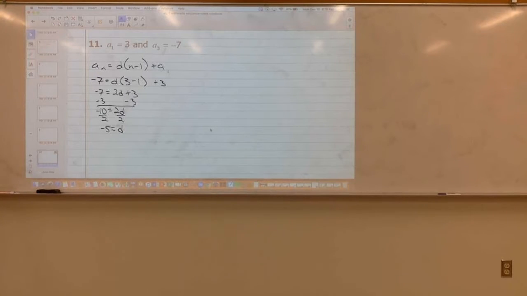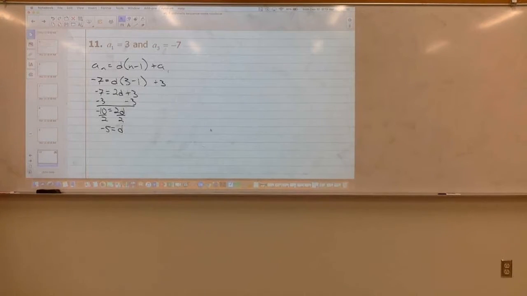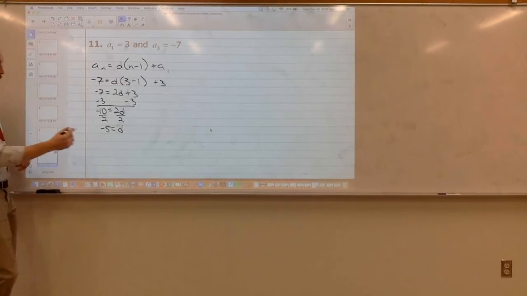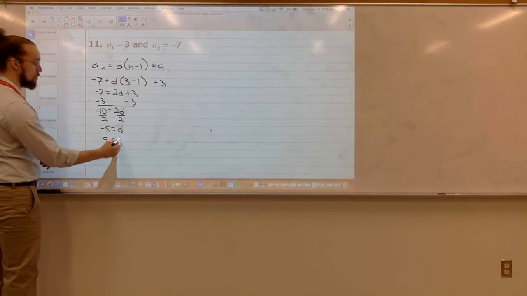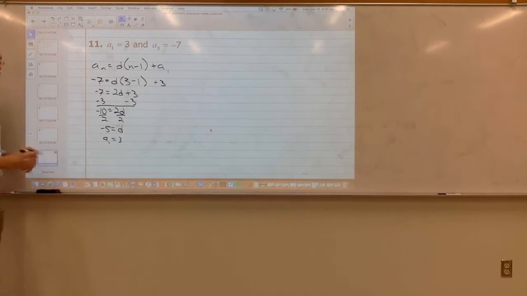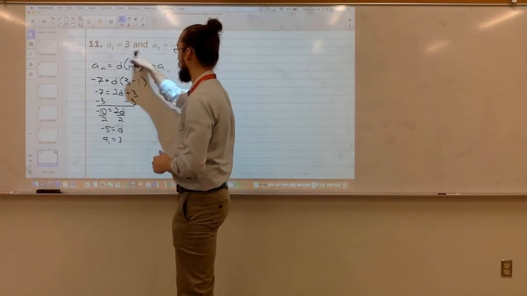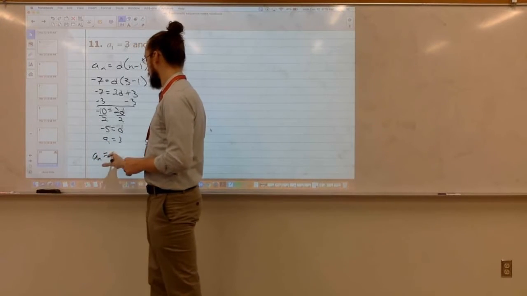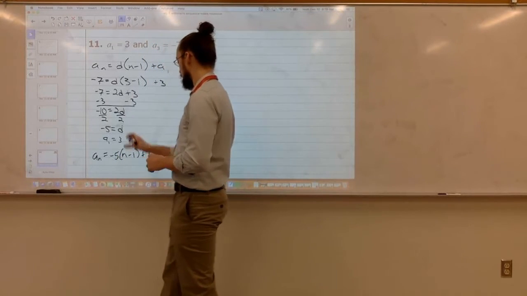We're not done yet. Okay? The ultimate goal is to write the rule. So we have just now collected all the information we need. I have a sub 1 equals 3 and d equals negative 5, right? So I'll write that down here. Now I can write my rule. Following this pattern, my rule is a sub n equals negative 5 times n minus 1 plus 3.